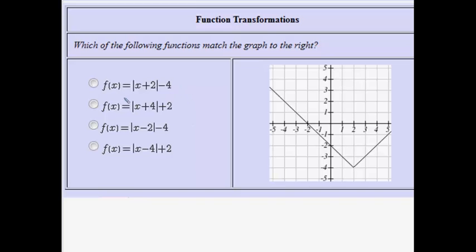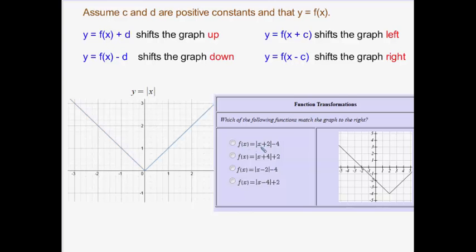This question is multiple choice with 4 possible choices, and we are to match which of the 4 equations would produce a graph that looks like the one shown here. So before looking at our 4 choices, you should realize that all of our choices involve the absolute value function.